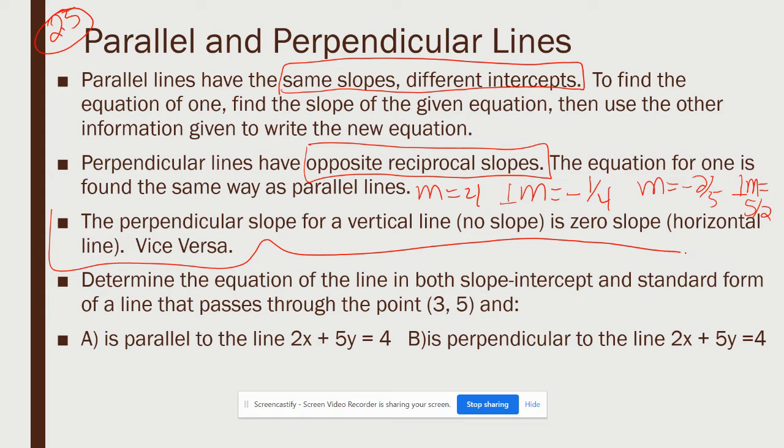The perpendicular slope for a vertical line, which has no slope, is a horizontal line, which has 0 slope, and vice versa.